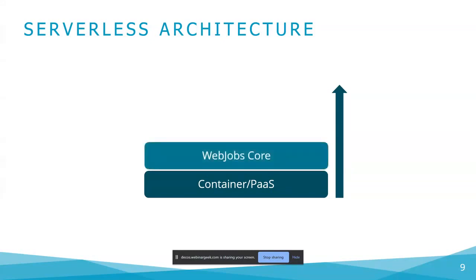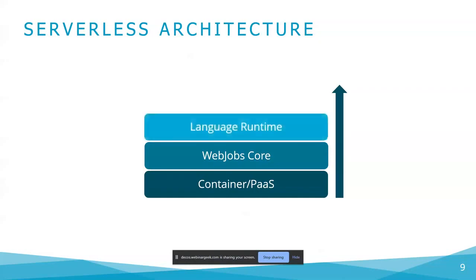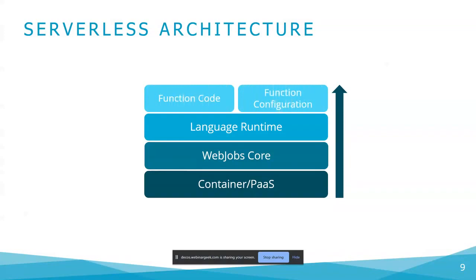The next layer is the WebJobs core. It provides an execution context for the function. It simplifies the task of adding background processing to your function app. The next one is the language runtime. Language runtime runs the actual scripts. It executes libraries and hosts the framework for the target language. For example, Node.js is used to run JavaScript functions, and the .NET framework is used to run C# functions. And on top of that sits your client's function code and function configuration. So this is how the serverless architecture is.